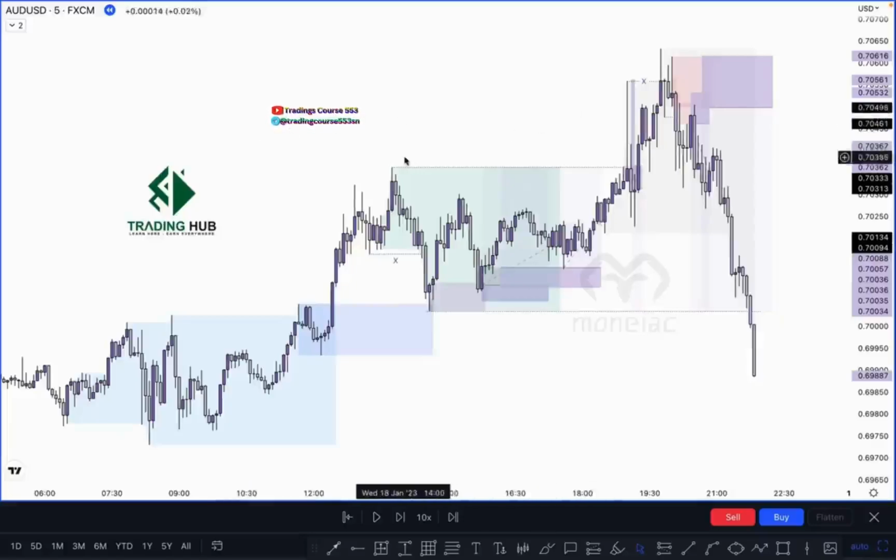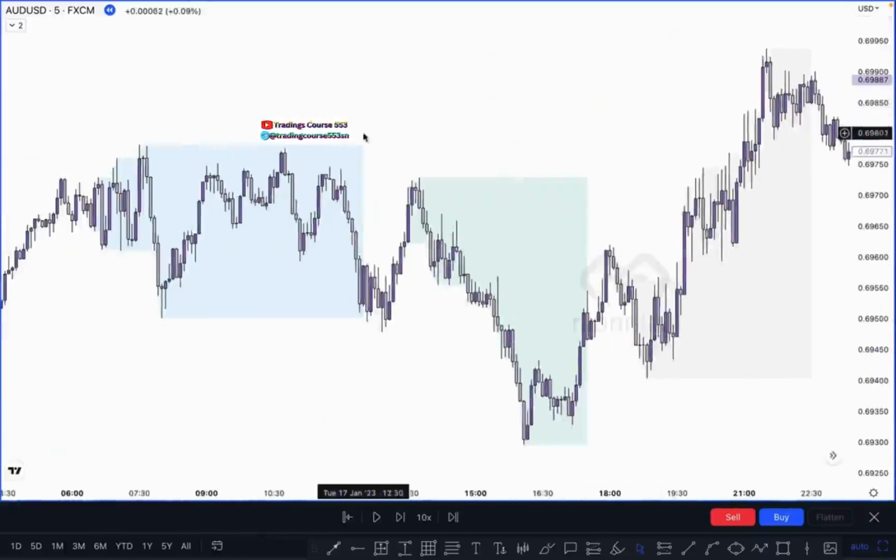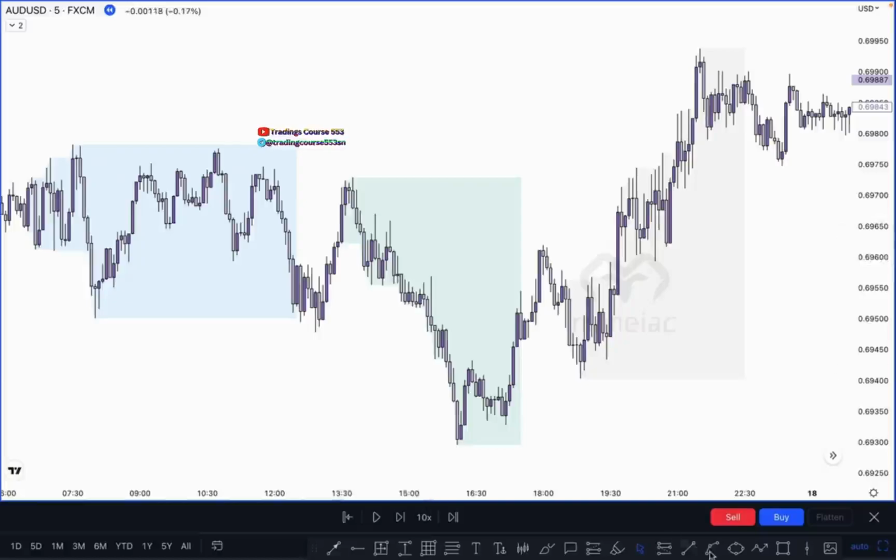So these are the entry plan when the market takes out the inducement, when the market sweeps the previous session high. Let me show you one more example here. You can see here, these are previous examples. What happened here? You can see this one is our Asian session.